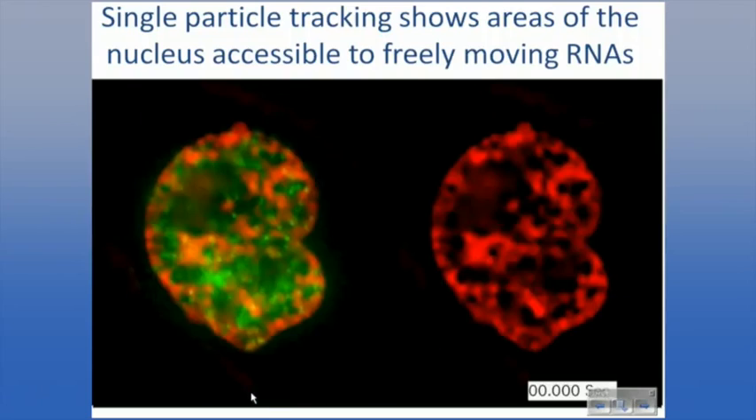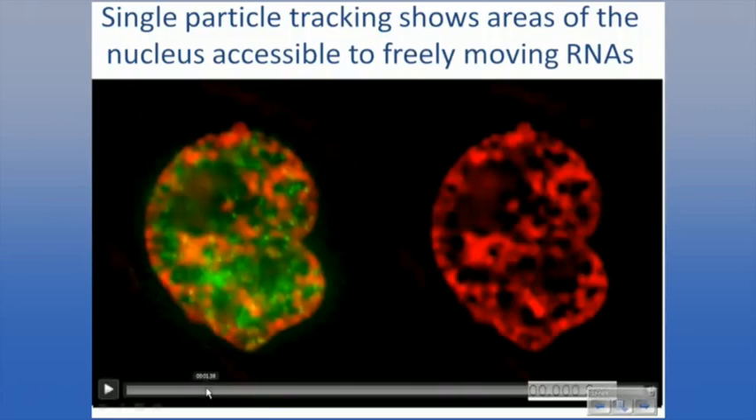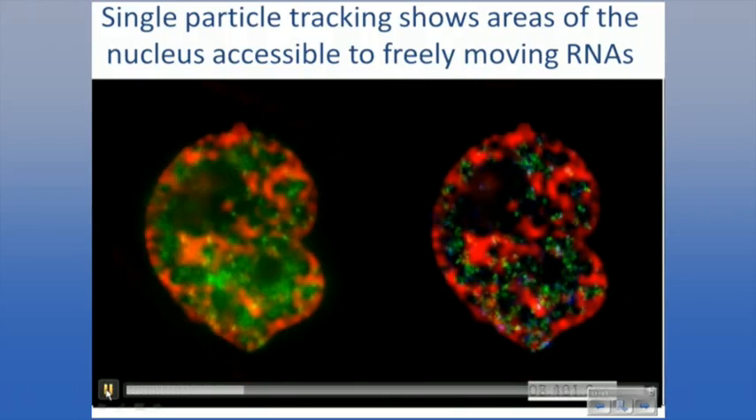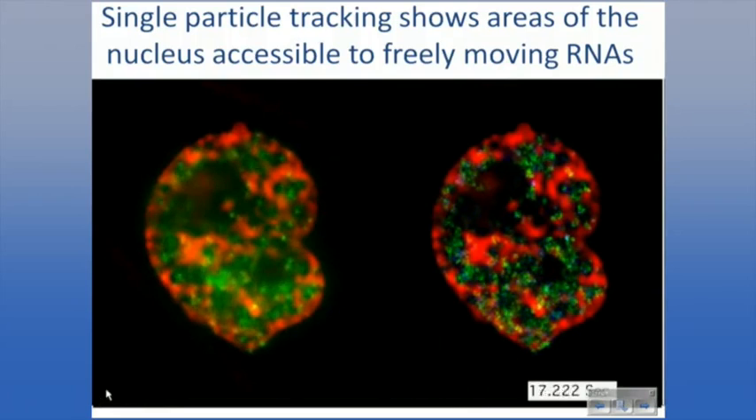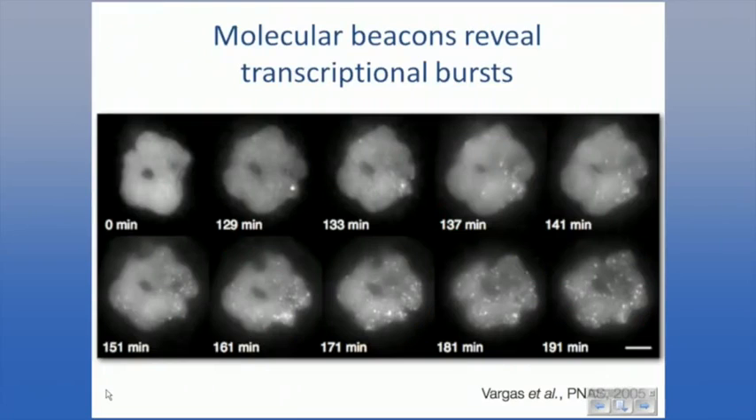And you can actually integrate over time and see all the places where the messenger RNAs have been relative to the chromatin over time. And you can see that there's this exclusionary principle, where regions with lots of chromatin are essentially not free for the mRNAs to diffuse into.